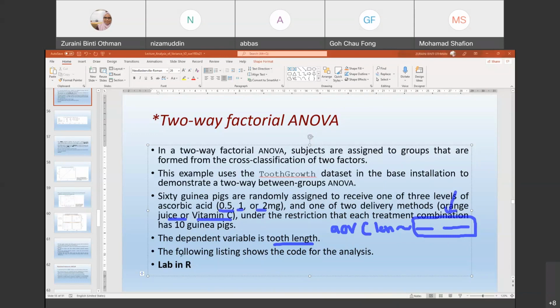Okay, is it clear? That's what we are going to do in R after this. The following listing of code. Now look at your R and open back my lab exercise using R from previously.